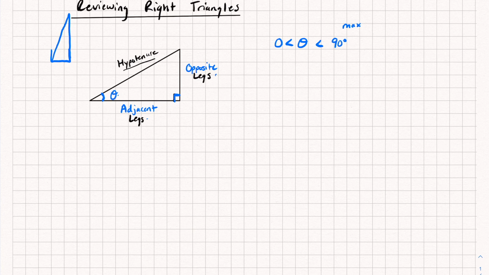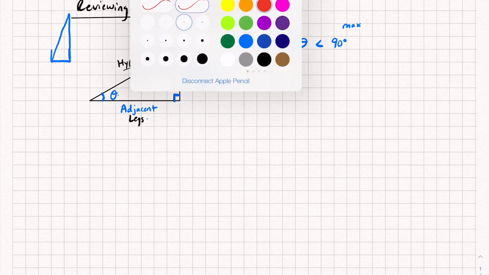If my angle was up here in the top right, then notice my classifications would have to swap. Then this side becomes the adjacent, and this side becomes the opposite. So notice that this terminology really depends on which of the 2 other angles we're looking at. I've already honestly taken this video once where I kept forgetting to put the angle in, so I'm going to do my best to not forget that as we go through.